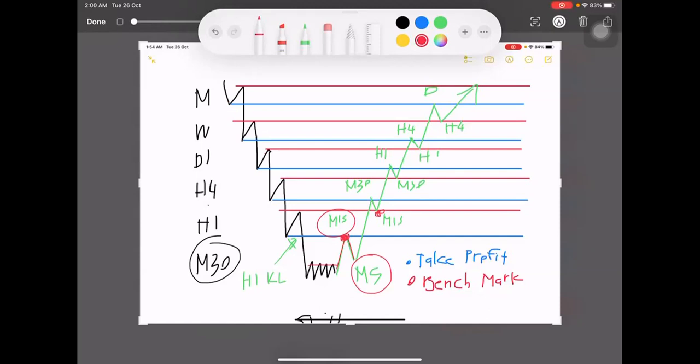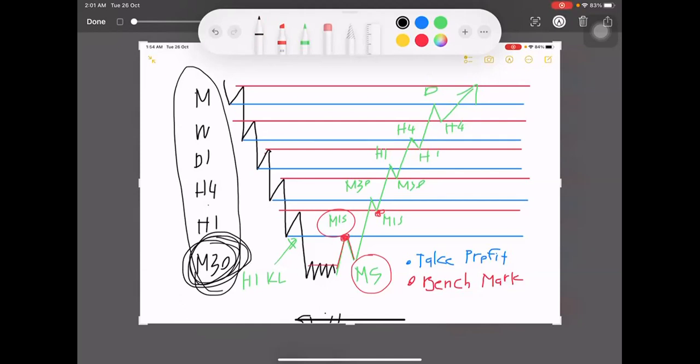On the H4 level, we look for a setup on the M30. So the stopper for the M30 setup is H1. So price comes back to the H1 key level. On the H1 key level, we look for a setup on the M15. No, sorry. We use this one. So press start here. Okay, continue. Do you want me to start again? Start again. Sorry.